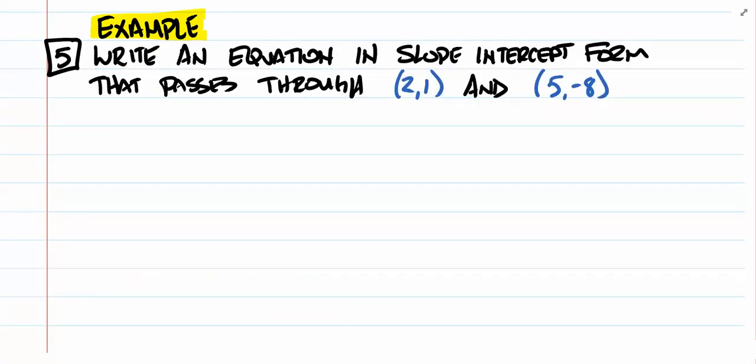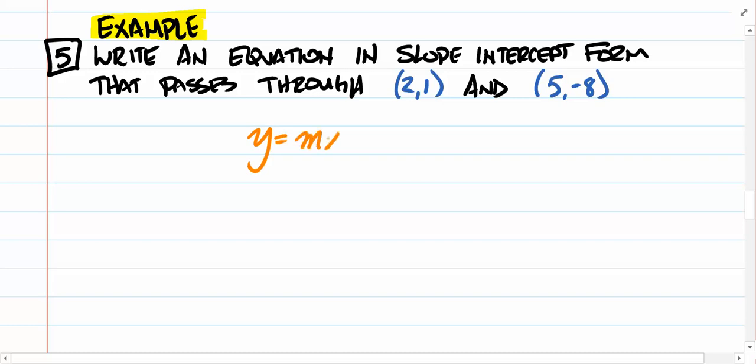Box number 5 is an example. It says, write an equation in slope-intercept form that passes through the points (2, 1) and (5, -8). The way that we're going to approach this is we know that we need 2 things. We know that we need mx plus b.